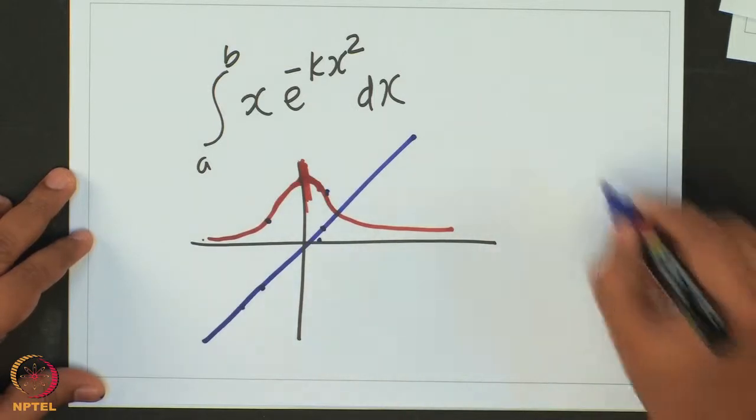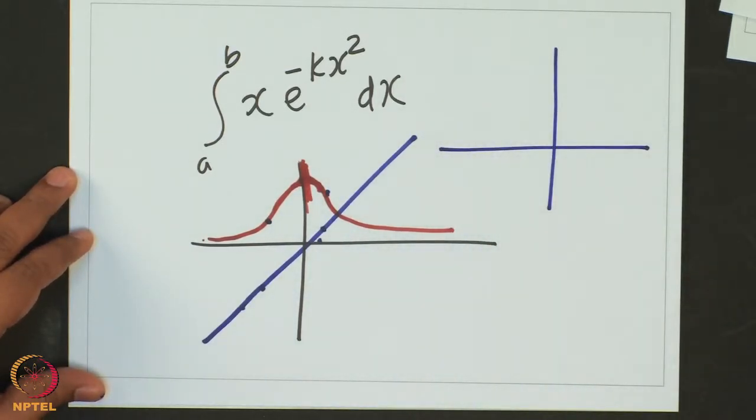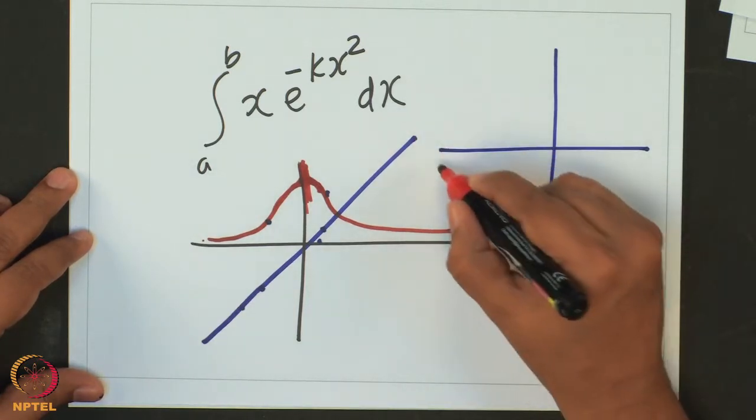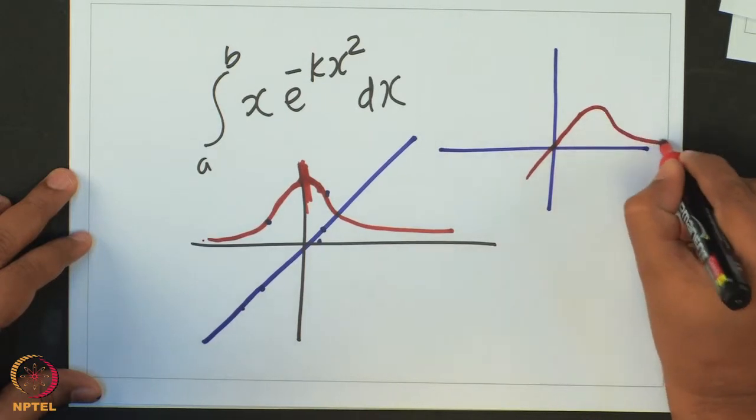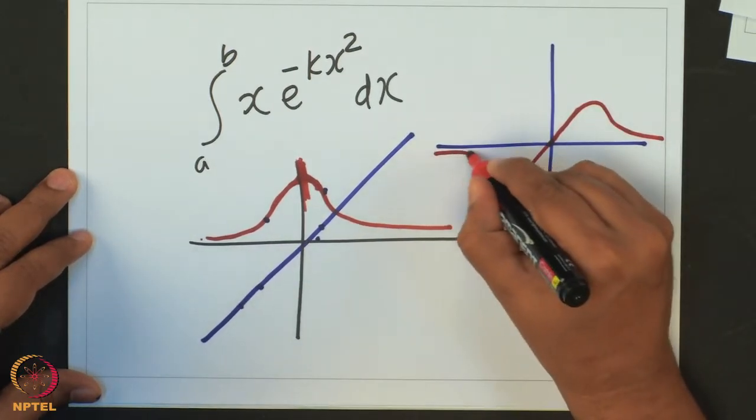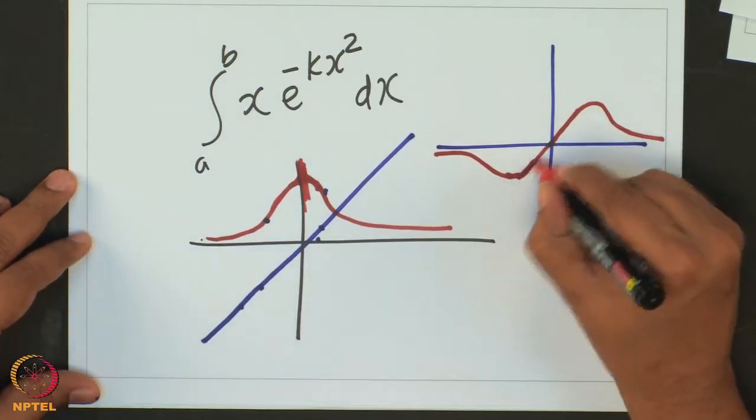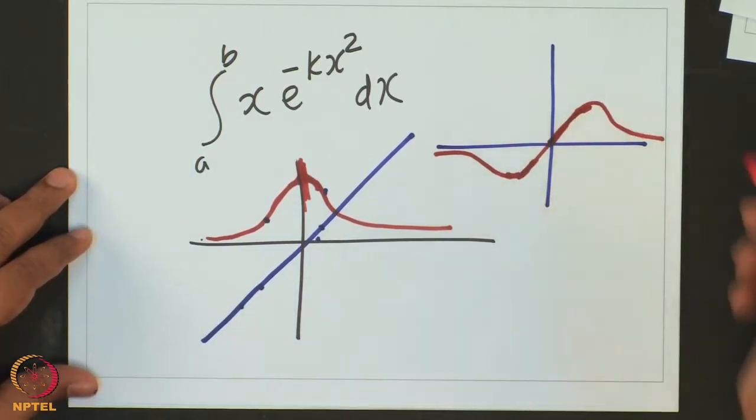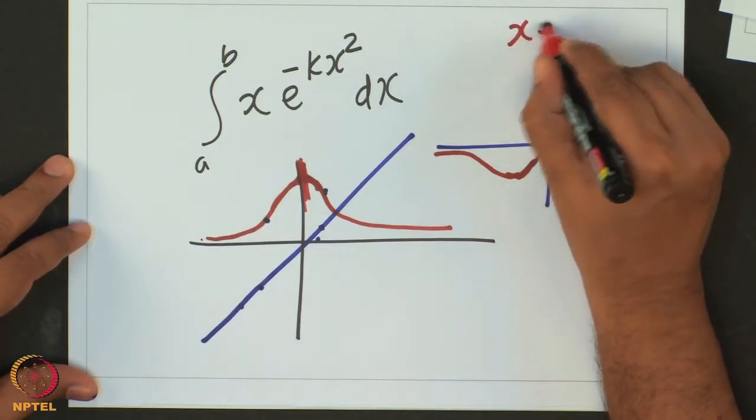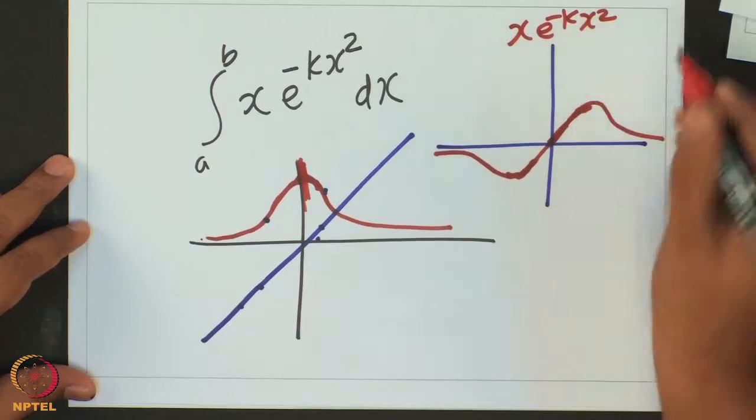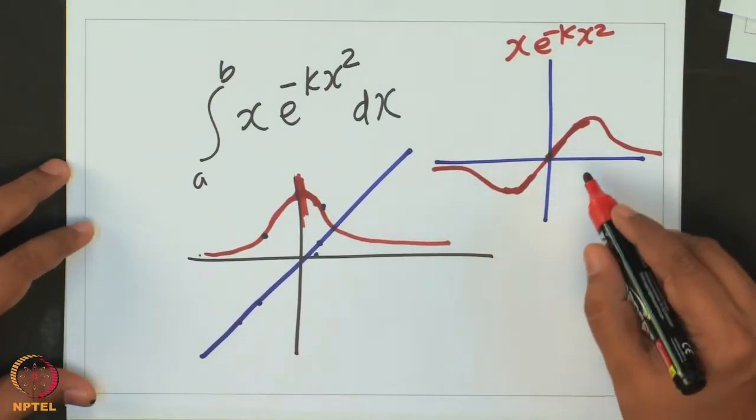And it turns out that if I plot x e power minus kx square, I would get a rising part here and a dying part like this, nicely symmetric, roughly like this. You would get some function like this. This is my x e power minus kx square function. The function x e power minus kx square would look like this.